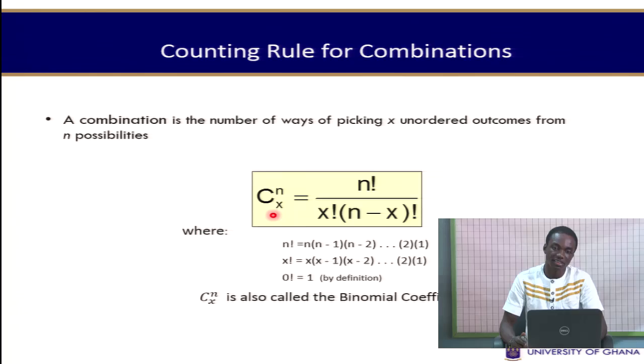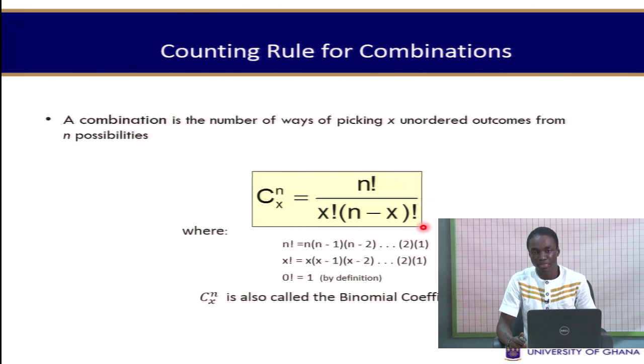How many times can you choose 5 marbles out of, say, a collection of 10 marbles? These are all part of the combination, what we call combinatorial analysis. And a combination of, say, n combination x, which is written as nCx, is mathematically expressed as n factorial all over x factorial times n minus x factorial.